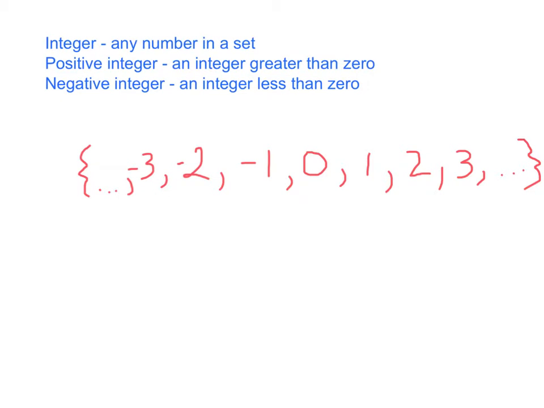So a time when you might see negative integers like these would be in temperature. So in Minnesota in January, it might be 3 below 0. So it's colder than 0. It's actually less than 0.